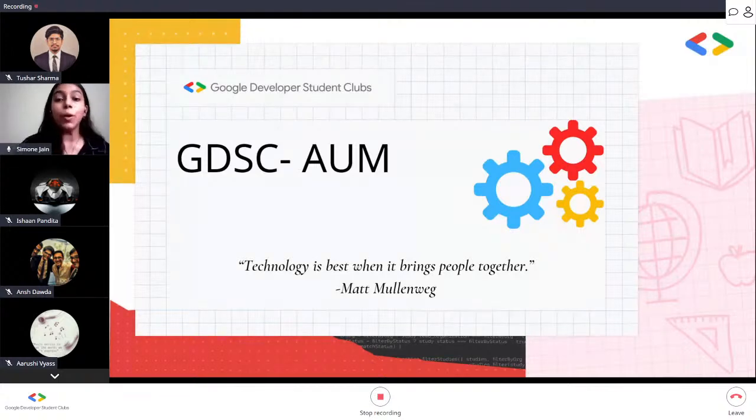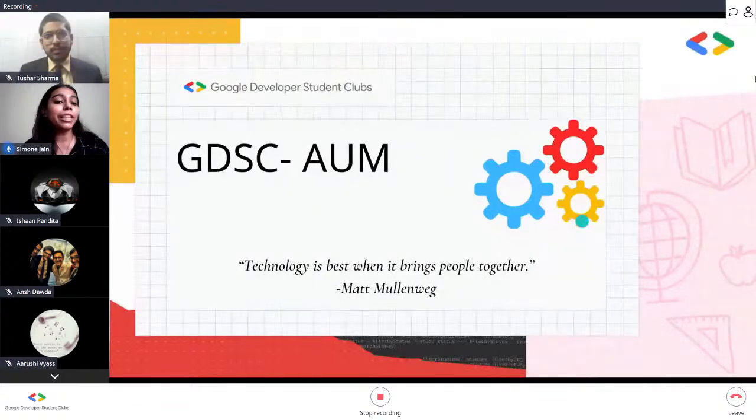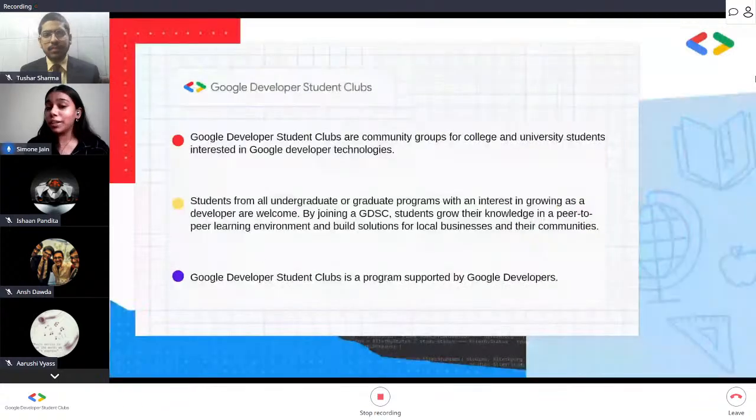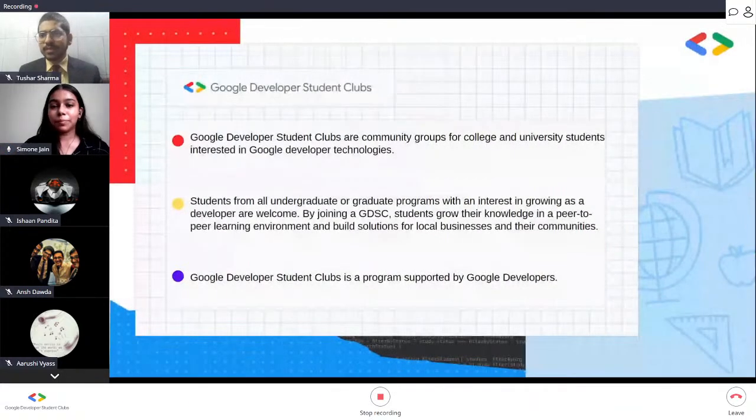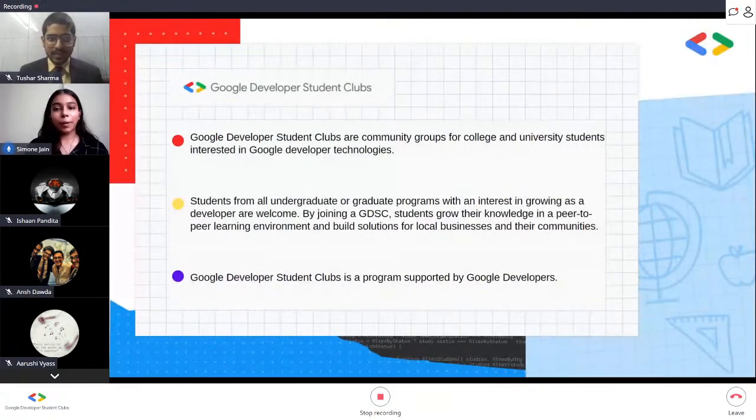I'm your host Simon Jain, and today we have gathered here for the introductory session of Google Developer Students Club at Amity University, Mumbai. So, what is GDSC? Does anyone know here, or have you heard the acronym before? Please mention in the chats. Okay, as I cannot see any responses, I will go by myself.